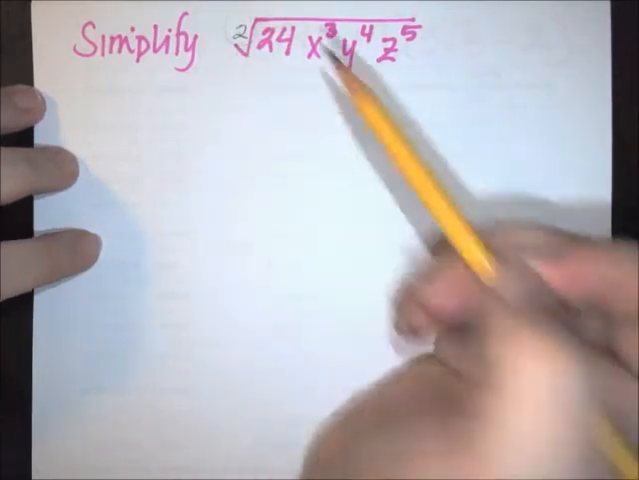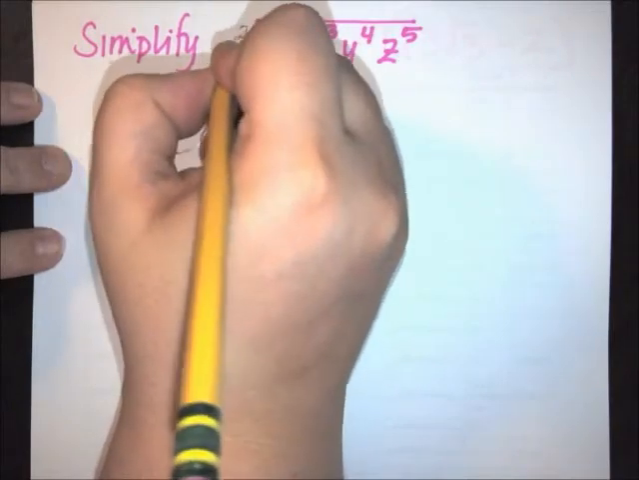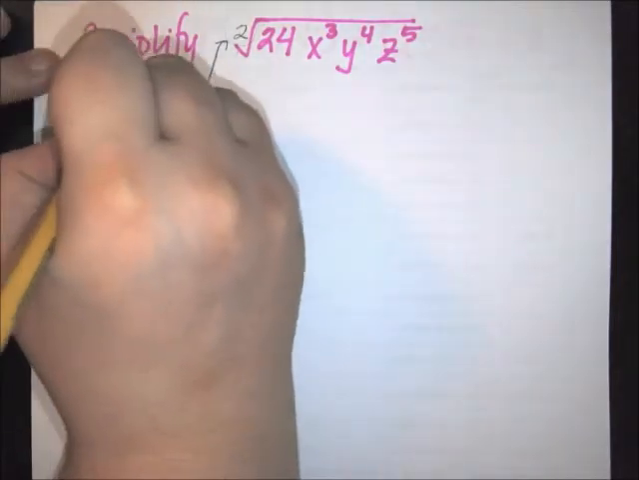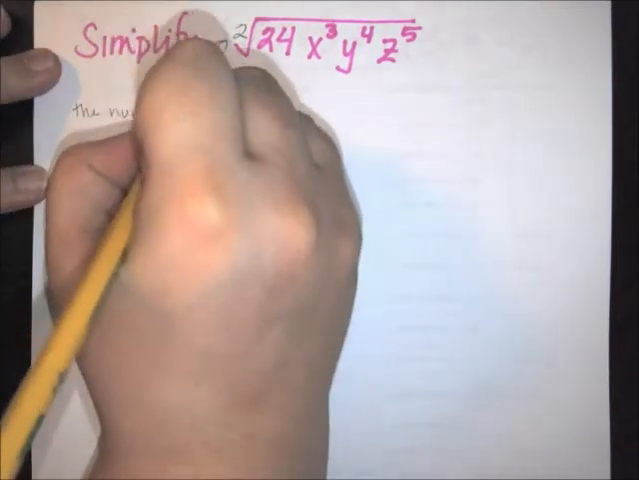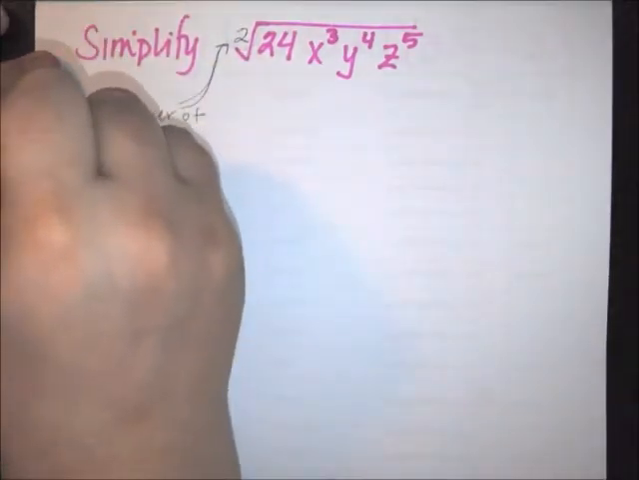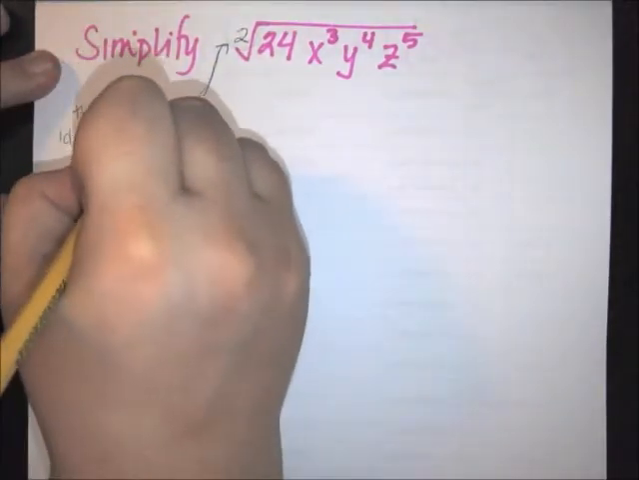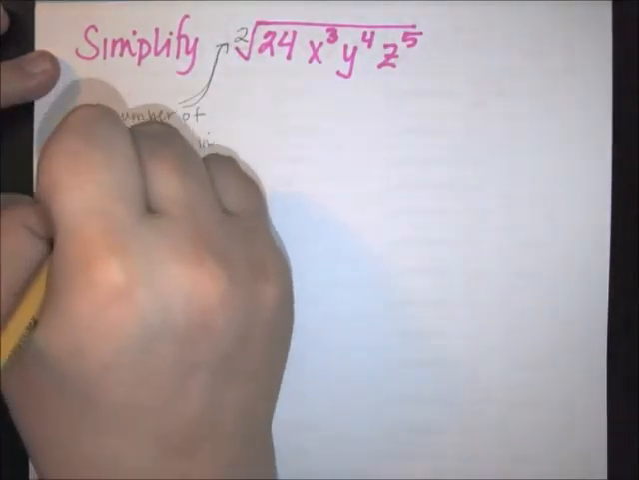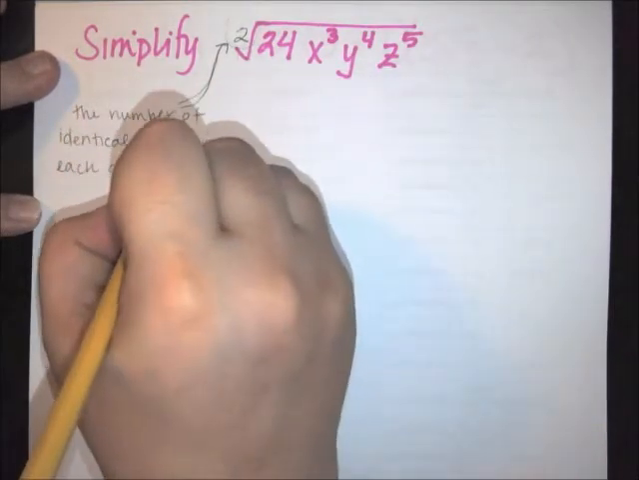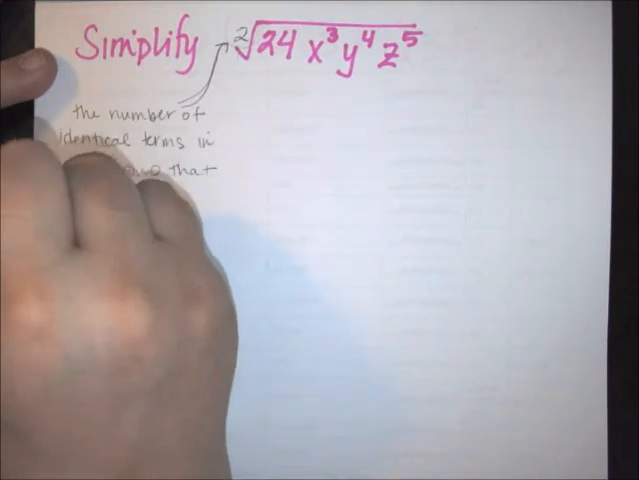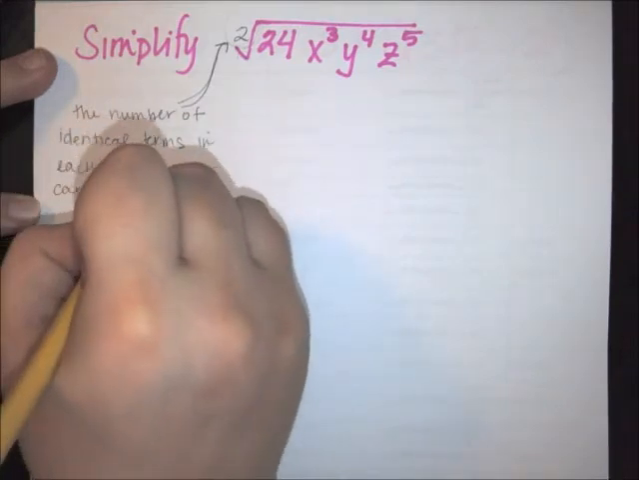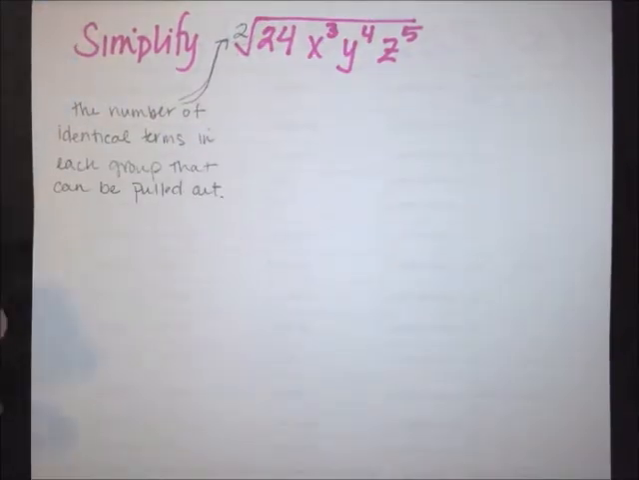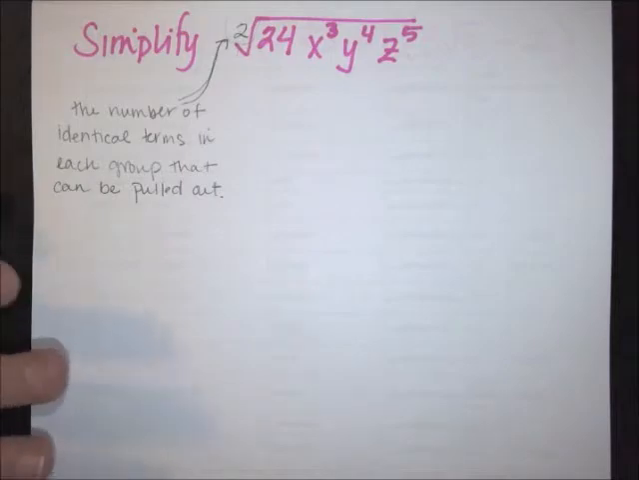Now, what does this index tell you? Well, when we're talking specifically about this little number, this is telling you the number of identical terms in each group that can be pulled out. So what does that mean? Well, let me show you.